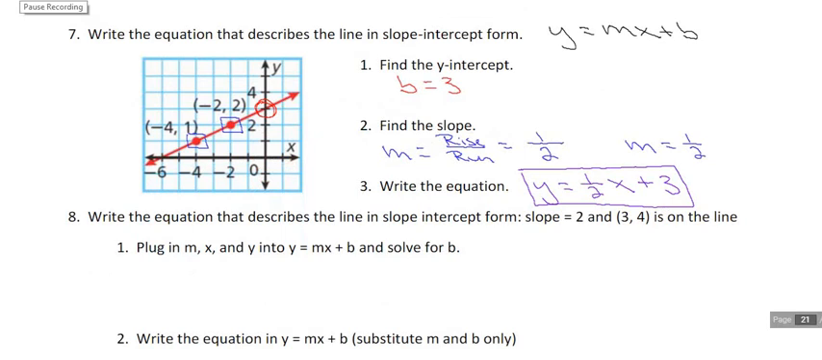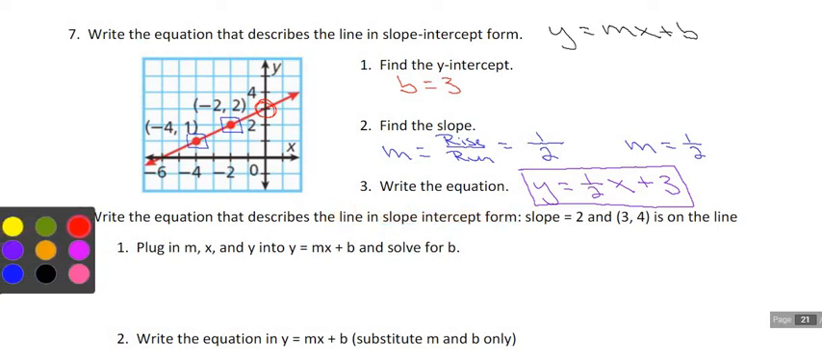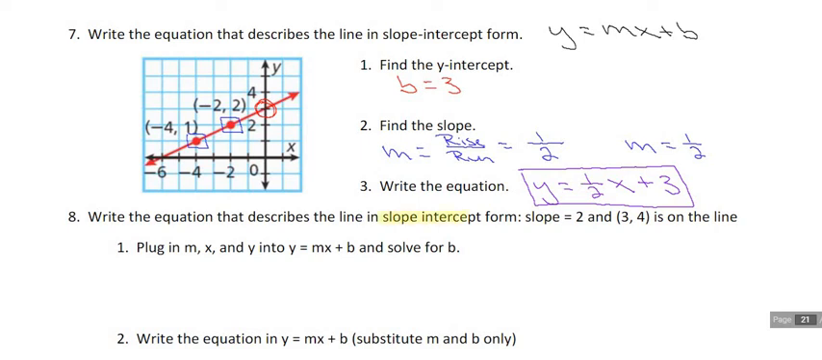And now we have 2 more problems in this part of our lesson before we stop. Number 8 says to write the equation that describes the line in slope-intercept form. I didn't want that to be red. We'll go back to our yellow. So we want slope-intercept form, so it means we need to find slope and the y-intercept.